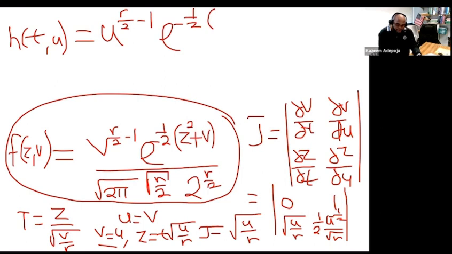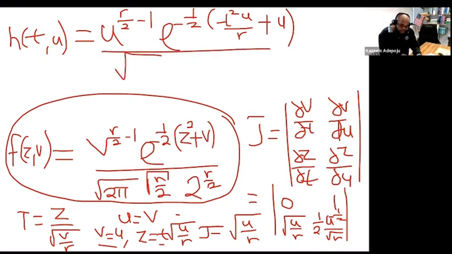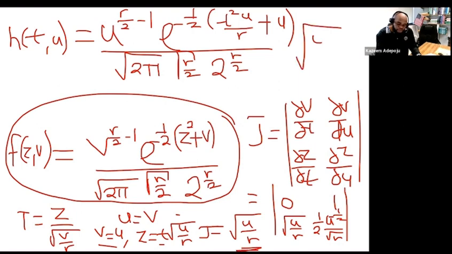I'm going to square this guy here, which is going to be t squared u over r, plus v, and my v is actually u, divided by square root of 2 pi. Then when I have square root of 2 pi, I get gamma r over 2, then 2 raised to the power r over 2, multiplied by this guy, which is basically the determinant of the Jacobian.